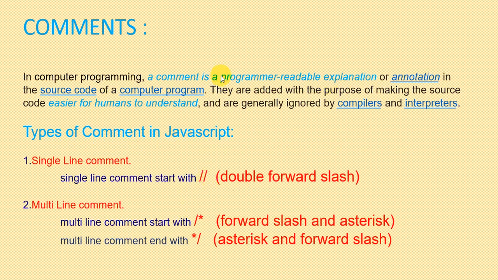If you search on Google and try to find the definition of comments, just read it. In computer programming, a comment is a programmer readable explanation. Programmer readable explanation means if you have written any line of code, suppose you have written document.write. What is document.write? Document is an object, .write is a method. So document.write is programming language.